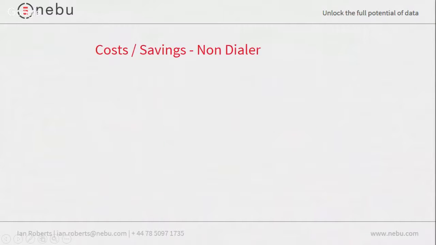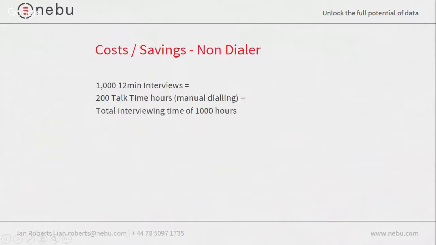And let's examine how we got there. I'm going to use the 12-minute interview length, because it relates to the manual 12 minutes per hour. This is just an illustration, and you'll get different results depending on your call center and how you're working. But if we assume we're doing 1,000 12-minute interviews, that gives me my 200 talk time hours. So that's 12 minutes per hour talk time, and there are 1,000 of them, which gives you 200 hours.